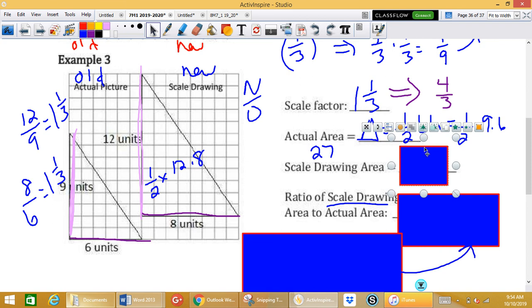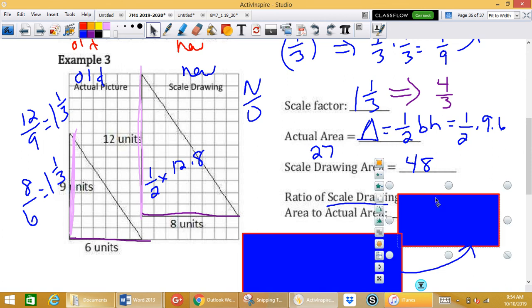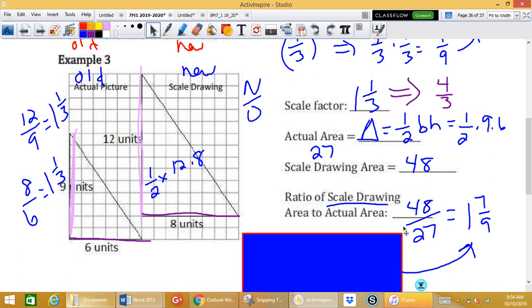Now the area of the scale drawing is 12 times 8 times 1/2. So we would have 6 times 8, because 1/2 of 12 is 6, times 8 is 48. So now if I do the ratio of the area of the scale drawing to the actual, it's going to be 48 over 27, which is 1 7/9.